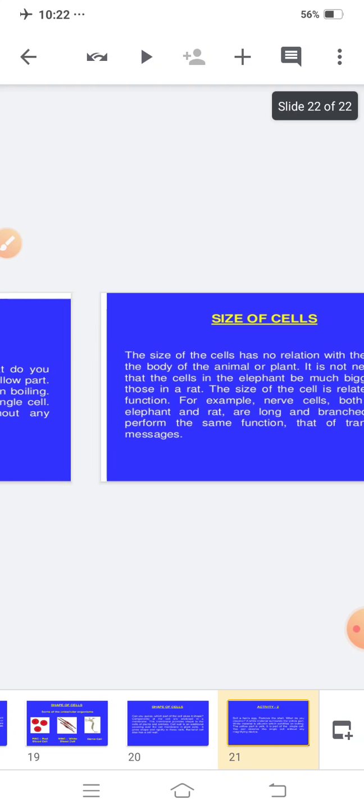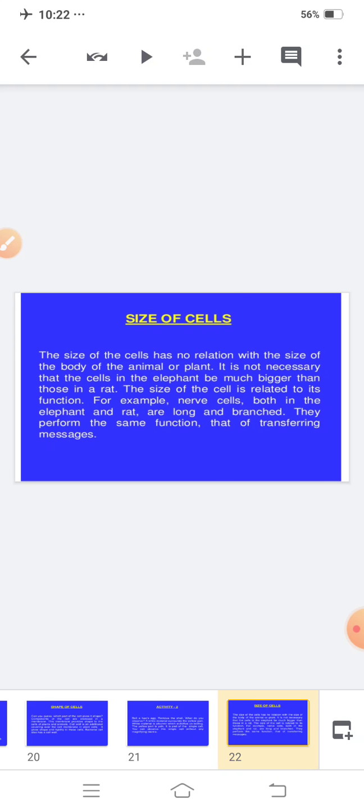Now you can perform an activity. Boil a hen's egg. Remove the shell. What do you observe? A white material surrounding the yellow part will appear. The white material is albumin, which solidifies on boiling. The yellow part is yolk, and it is a part of a single cell. You can observe this single cell with any magnifying device. Is this clear to you?